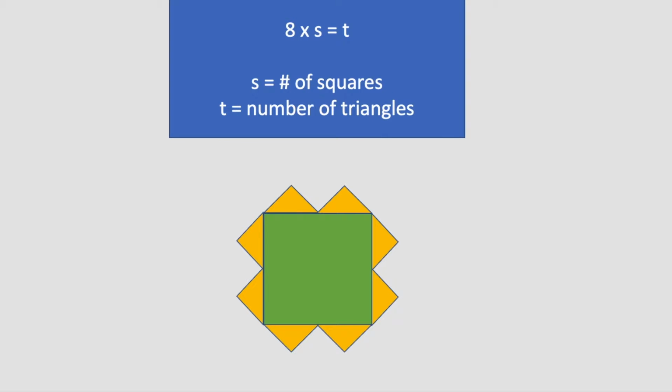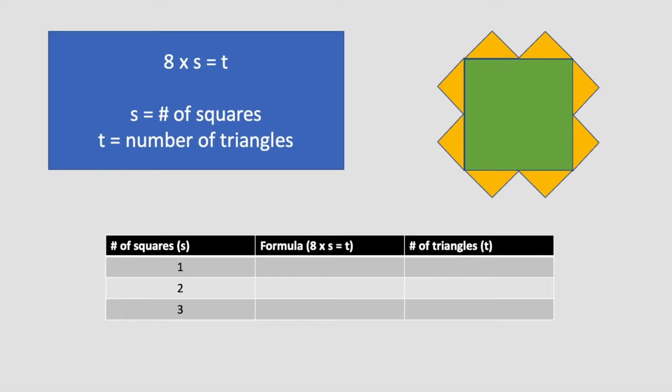So this is what it would look like then. I have 1 square for every 8 triangles, right? And if I was going to try to figure out what this means, if I only have 1 square, this would end up being 8 times 1 square equals 8. So the number of triangles there is 8.